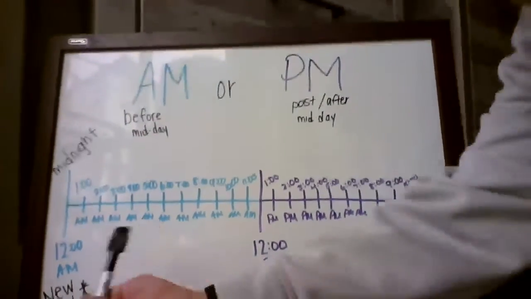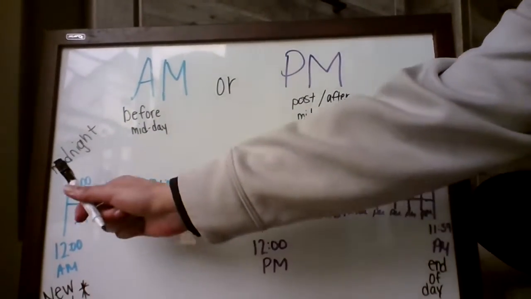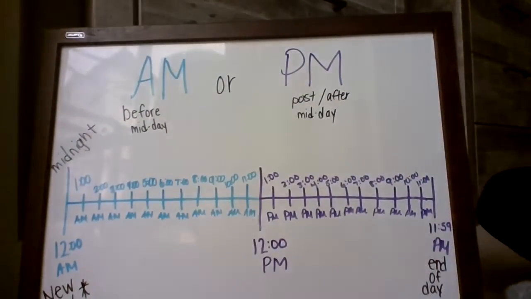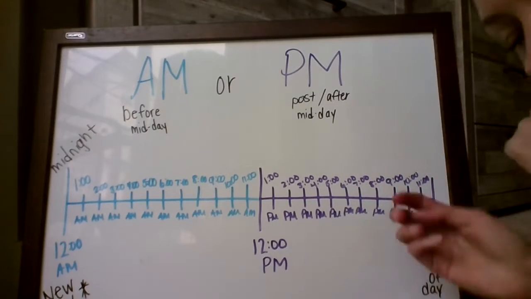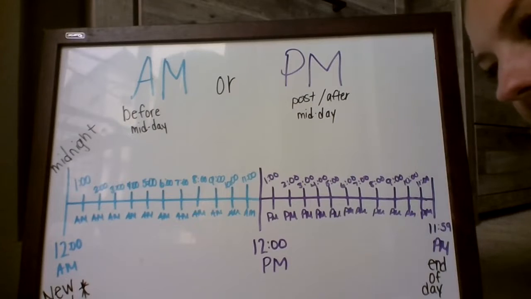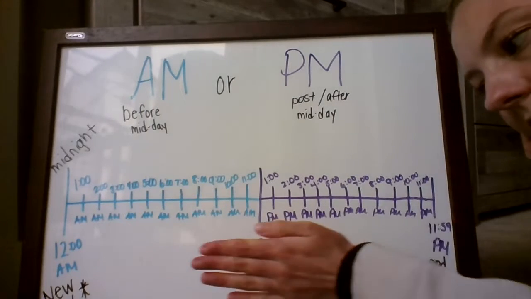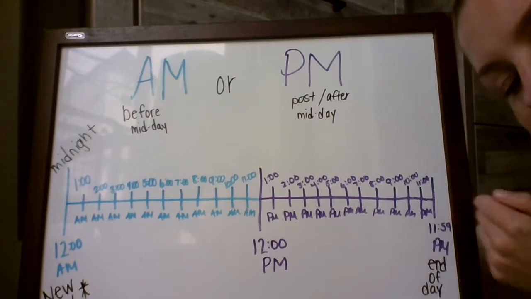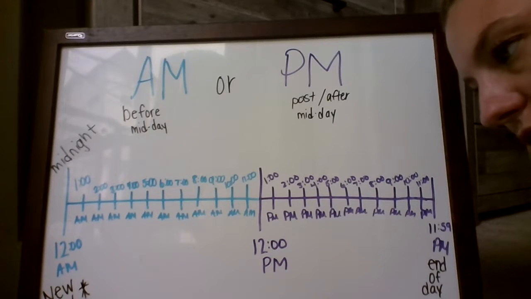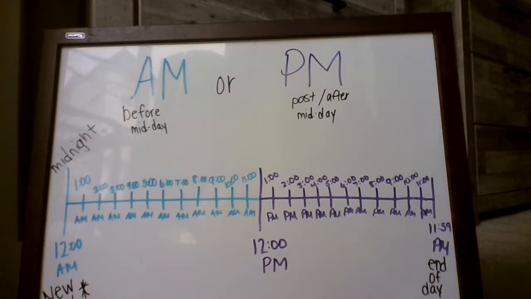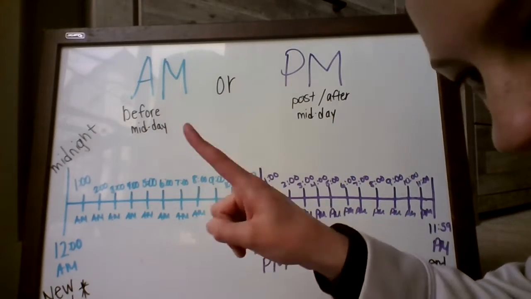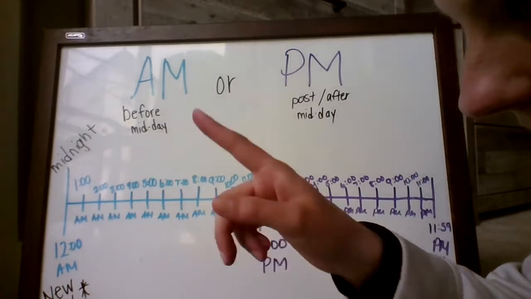Okay, so I put new day here, 12 o'clock a.m., and then midnight. So we split up a.m. and p.m. equally into two halves, actually. And there are 12 hours on this side and 12 hours on this side because together they equal 24 hours, which equals one day.